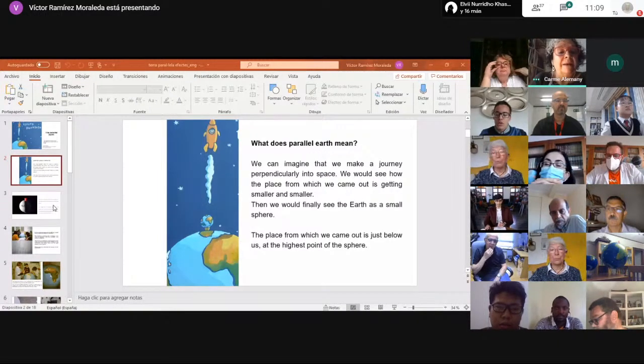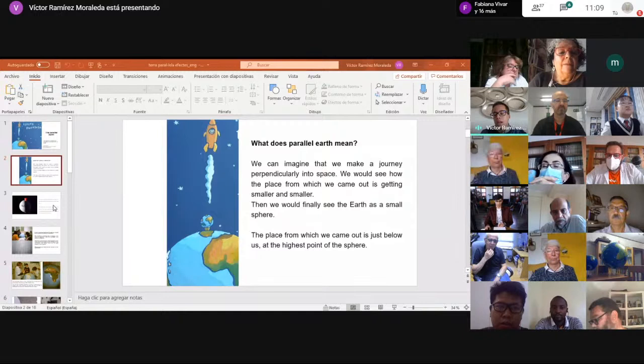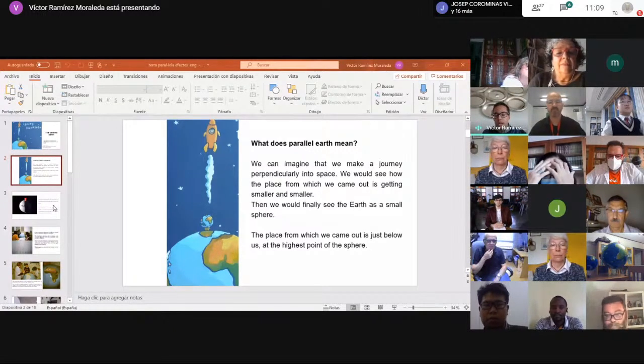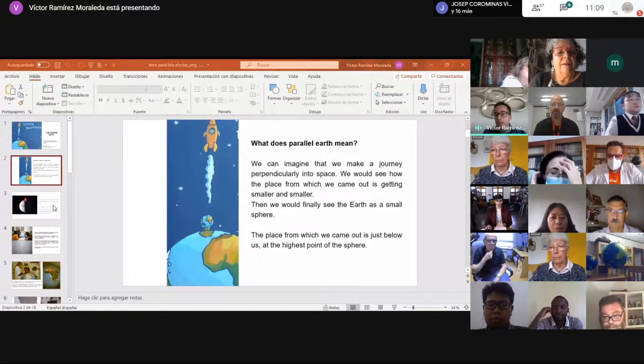Okay, so we thought about how it could be possible to see the Earth as a small sphere, and in that way we started to think about the Earth Parallel.